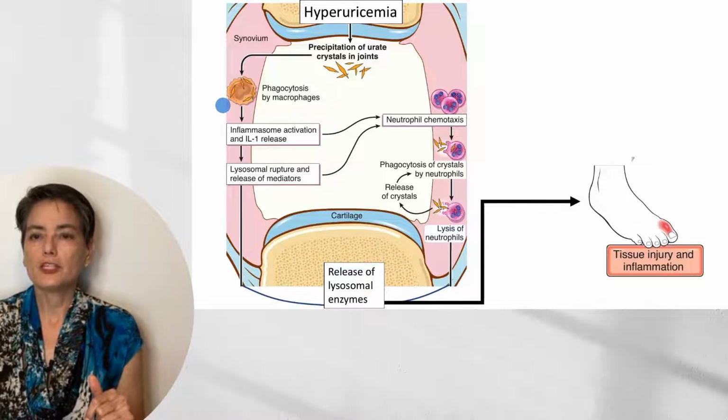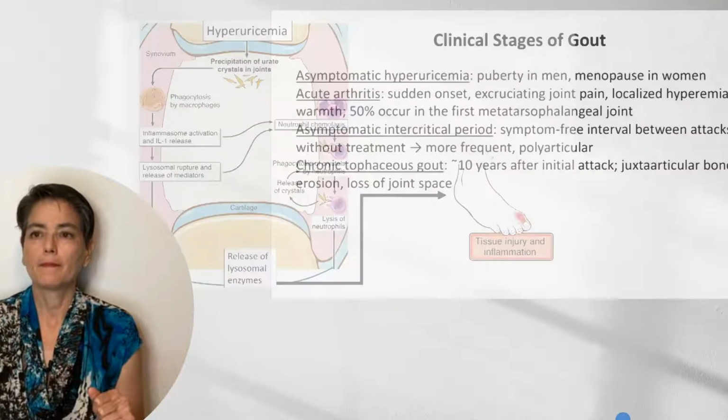So our macrophages have ingested these needles, which can cause lysosomal rupture and additional release of mediators, resulting in the release of lysosomal enzymes. Now coming back to our neutrophils, which are brought here to the synovium. They're also going to phagocytose these crystals, and they can undergo lysis or they can have piercing of their phagolysosome, resulting in release of crystals as well as release of lysosomal enzymes. All of this is going to lead to tissue injury and inflammation.